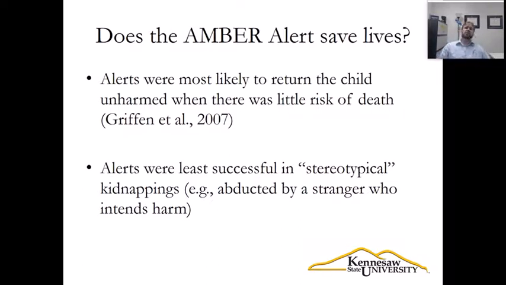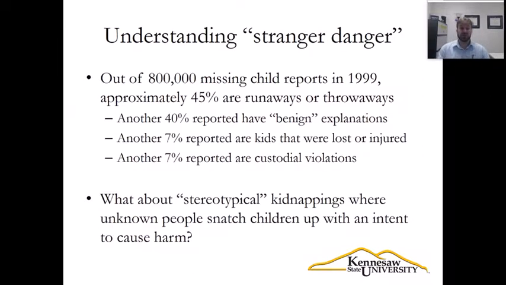one of the different things to think about is, does the Amber Alert save lives? Alerts were most likely to return the child unharmed when there was little risk of death, according to the Griffin article. But alerts were least successful in stereotypical kidnappings, abducted by a stranger who does intend harm. So it seems like they're actually effective when there's very little risk of anything happening to them to begin with. And then in the situations where they have a higher risk of being harmed, they're least successful. Typically, when we evaluate policies, we want to see that the opposite way, with something being more effective when the harm is greater and maybe less effective the other way around. Unfortunately, we tend to actually see this quite commonly when we look at different policies and things like that.